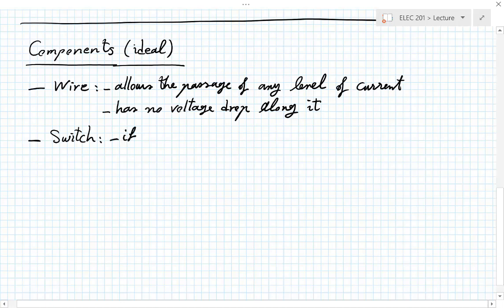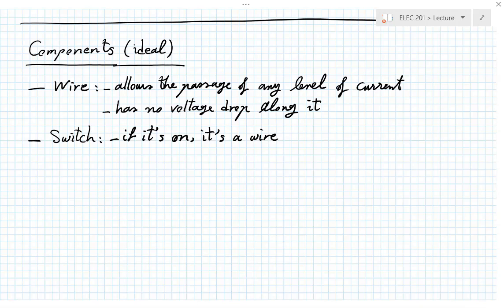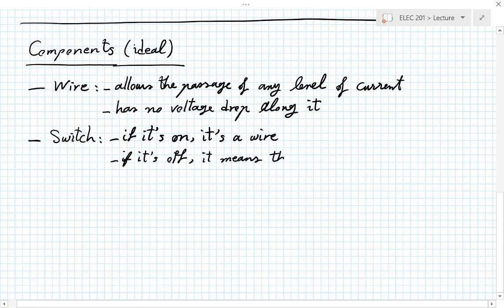So a switch, if it's on, it's a wire, which means it allows the passage of any amount of current and has no voltage drop along it. If it's off, it means there is nothing there, no connection there.